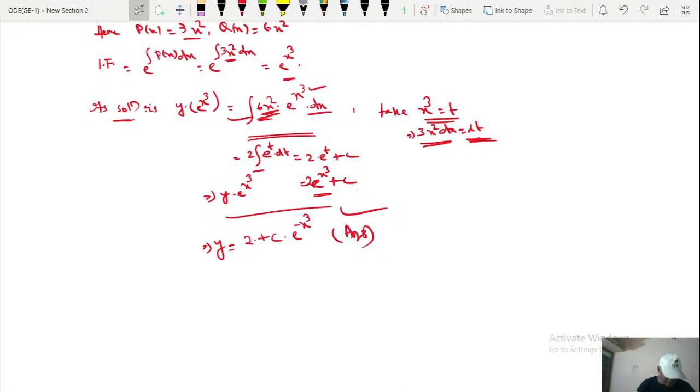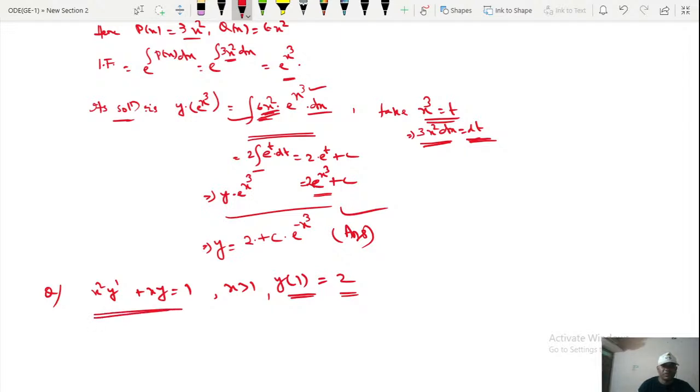So if an initial value problem is given, suppose another problem is given in this way: solve x squared y dash plus xy equal to 1, and y of 1 is equal to 2, and here x is greater than 1. So here y of 1 equals 2. First try this one.